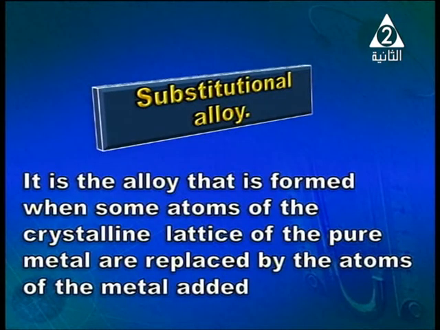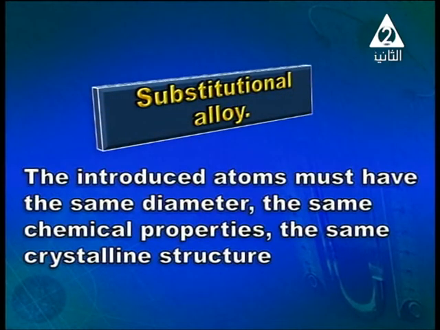Substitutional alloy. It is the alloy that is formed when some atoms of the crystalline lattice of the pure metal are replaced by the atoms of the metal added. The introduced atom must have the same diameter, the same chemical properties, and the same crystalline structure.